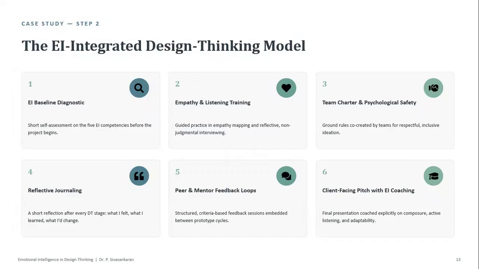The next thing is, in order to address the above challenges, emotional intelligence was integrated into every phase of the capstone project. Students completed emotional intelligence assessment through brainstorming session. Empathy training was introduced initially. Psychological safety became a team priority. Reflective journals encouraged self learning. Peer and mentor feedback improved communication. Presentation coaching strengthened confidence and adaptability.